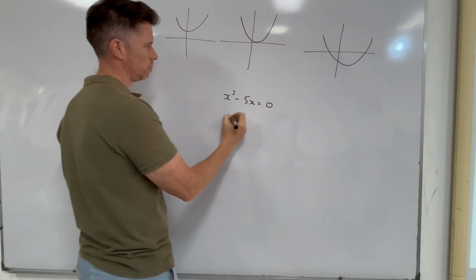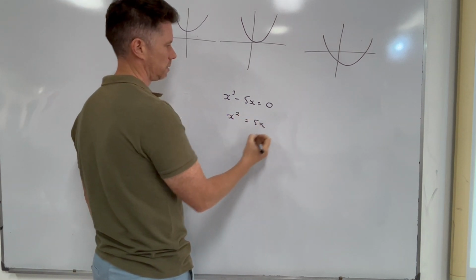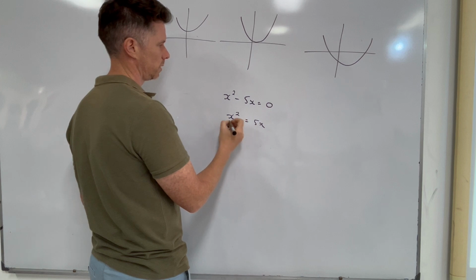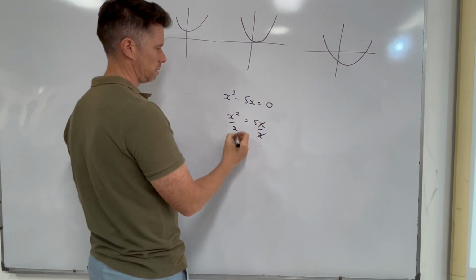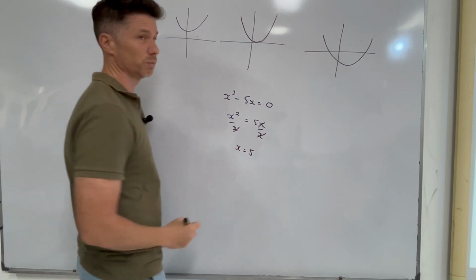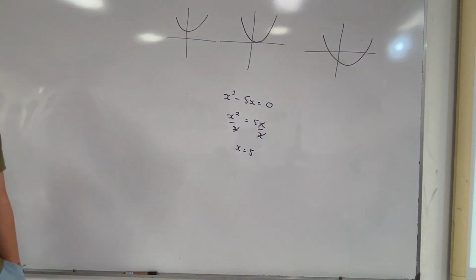Why can I not do this? Divide by x both sides, yeah? So x equal to 5. Seems like there's only one solution. Why can I not do that? No, 5 is one of the solutions, but it ignores the second solution.